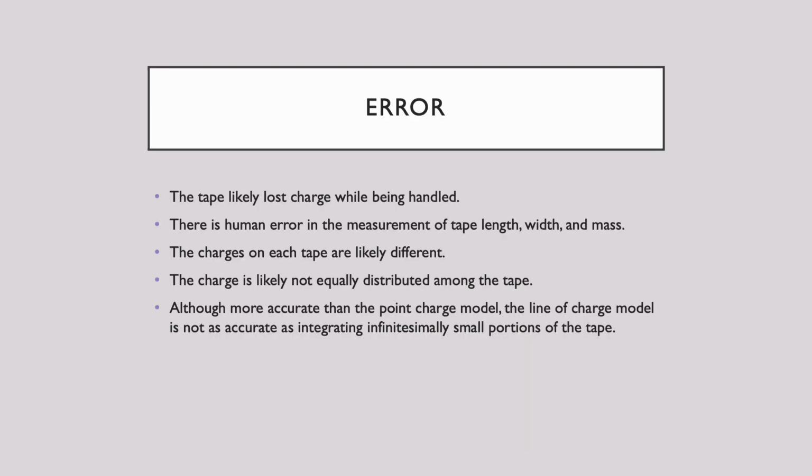So the error in this is that the tape likely lost charge while being handled. There's human error in the measurement. The charges on the tape are likely different, and the charge is likely not equally distributed among the tape. Although it's more accurate than the point charge model, the line charge model is not as accurate as integrating infinitesimally small portions of the tape.